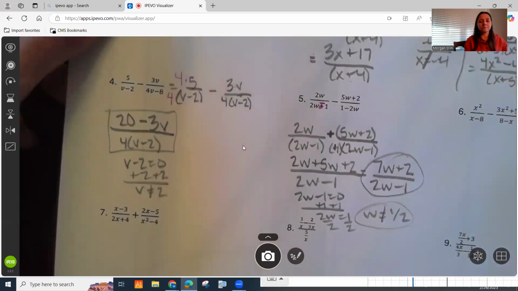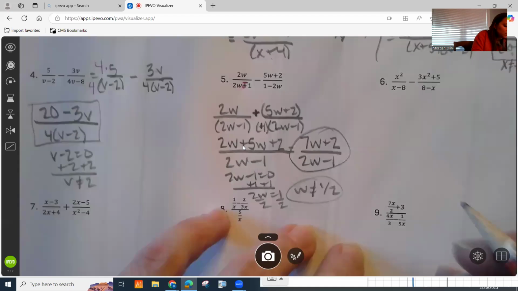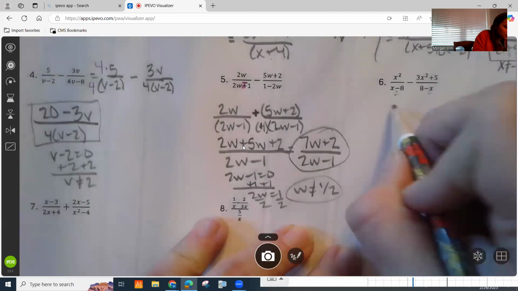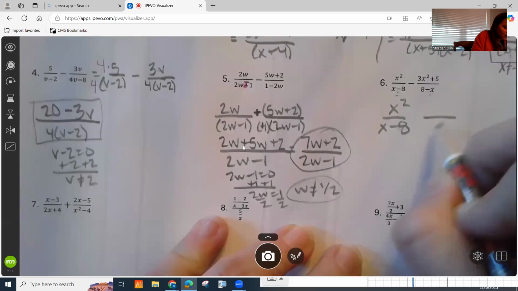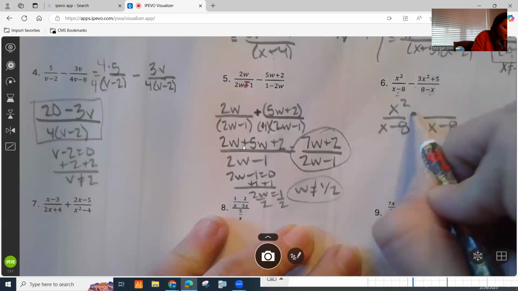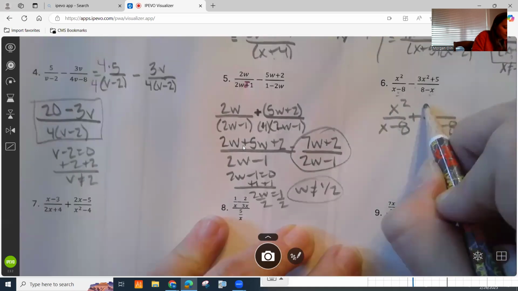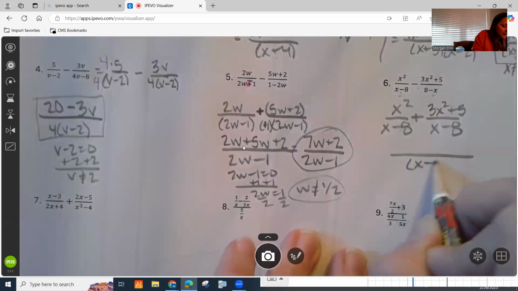All right. So let's look at number 6 right here. All right, same thing. Do you see how these look backwards? So let's take out a negative 1. And if I take out a negative 1, it makes x minus 8. But that negative 1 can float up top and make a positive right here. Okay, so here, x minus 8.